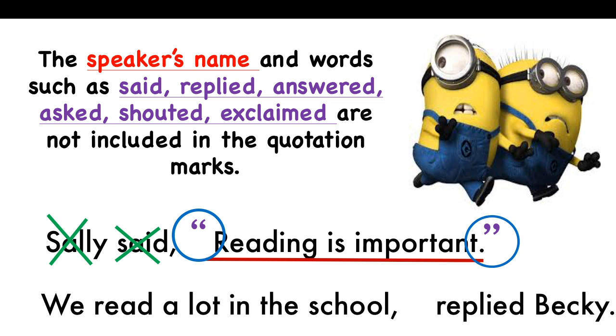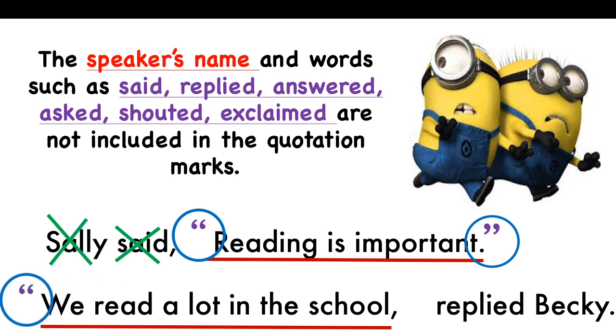Next sentence, have a look. "We read a lot in the school," replied Becky. What did Becky reply? What are the words that Becky said? She said, "We read a lot in the school." So these words should be in the quotations, right? Where will we put quotation marks? At the beginning, before the word we, and at the end of the word school, after the comma. Which words are not included in the quotations? Replied, and also the name of the speaker, Becky.